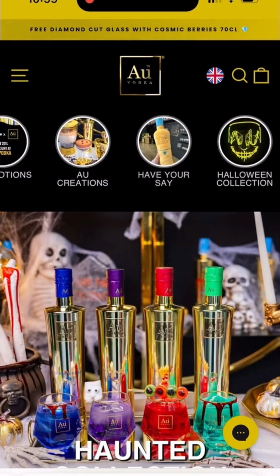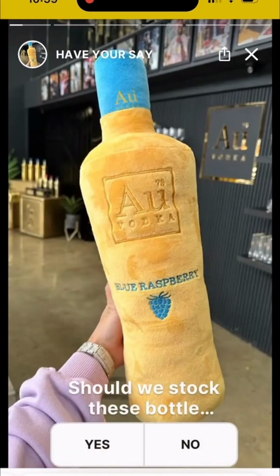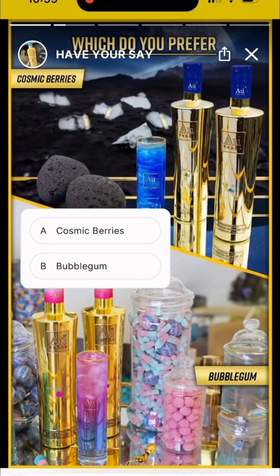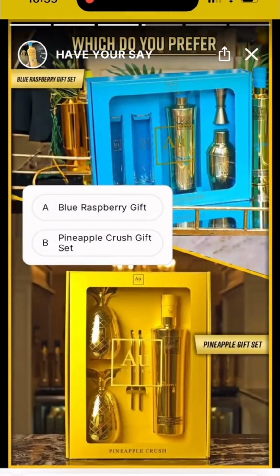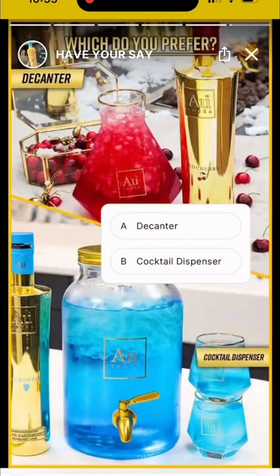And the last one, let's finally see Have Your Say. This is kind of like a this-or-that structure. I'm saying cosmic berry or bubblegum. Cosmic berry is the one. And again, frosted shot glass or bomb glass. Oh, this blue raspberry gift looks really great. And this group is all about this poll feature.